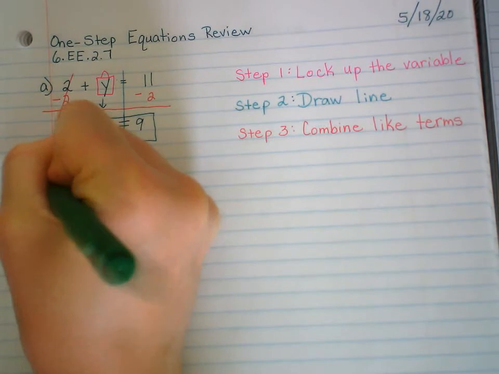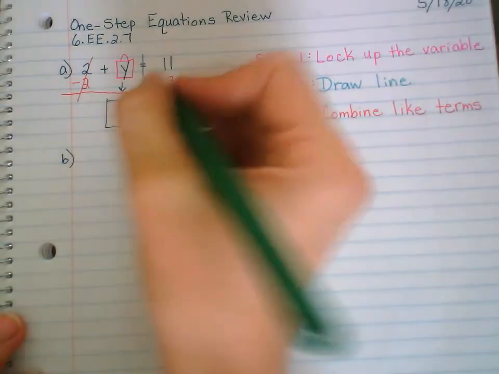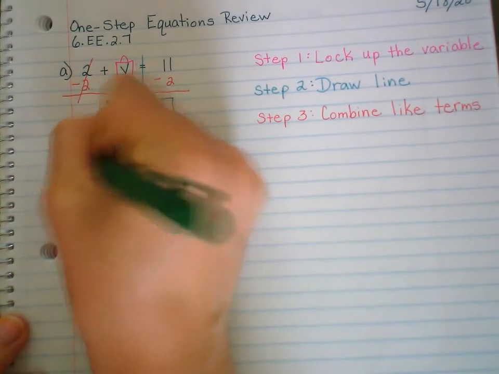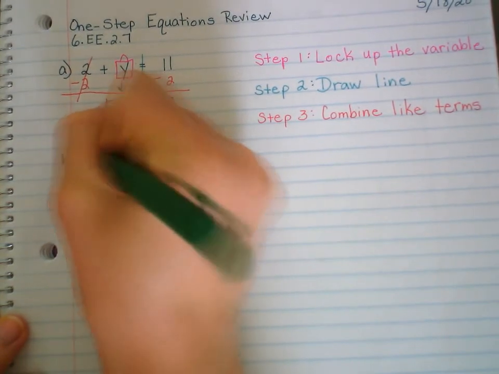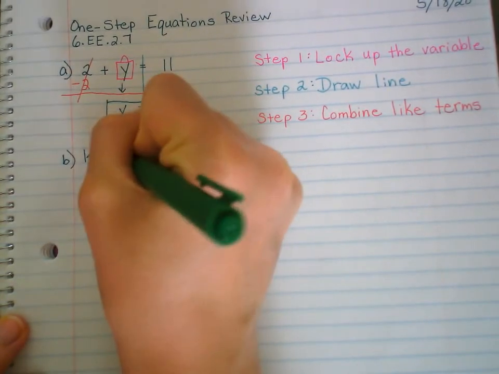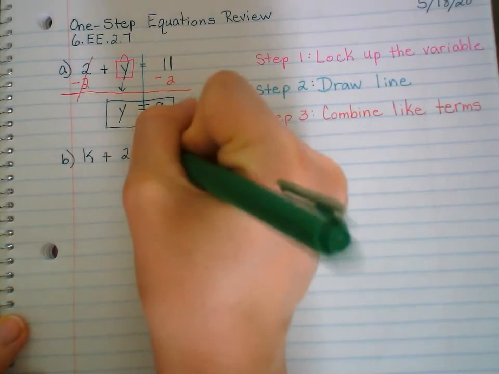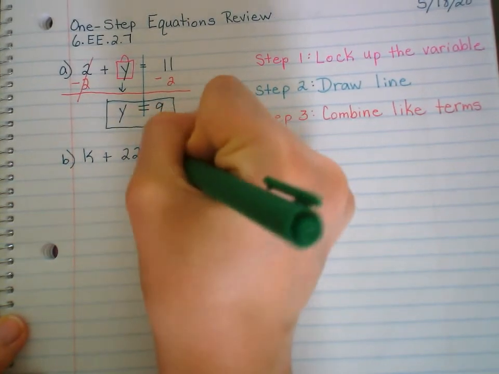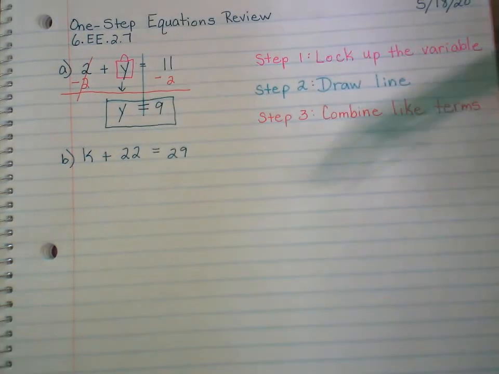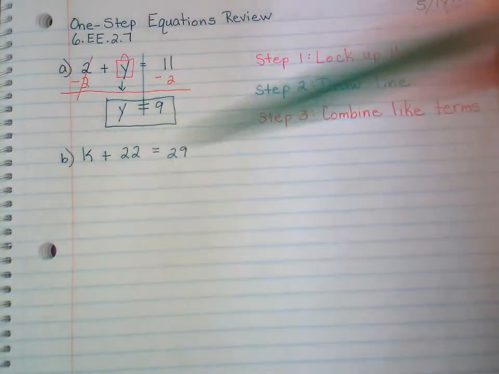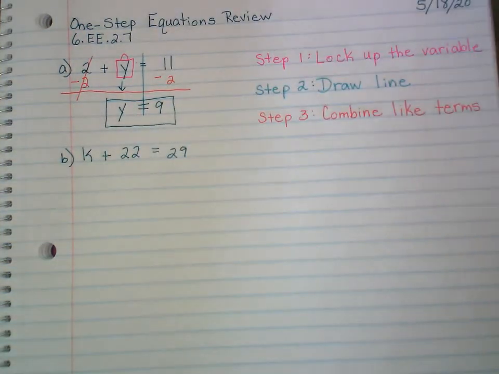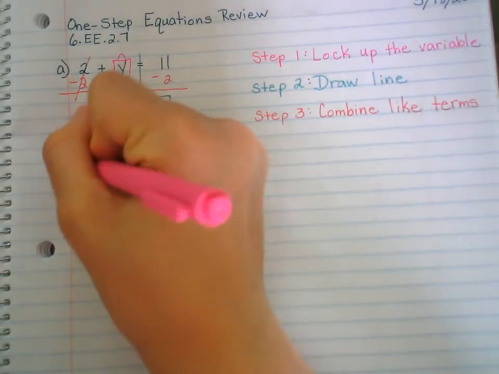Okay, so our second problem: k plus 22 equals 29. So some number plus 22 equals 29. Pause the video, try to solve this one by yourself, and then come back and see if it's correct. Okay, step 1, we lock up the variable.